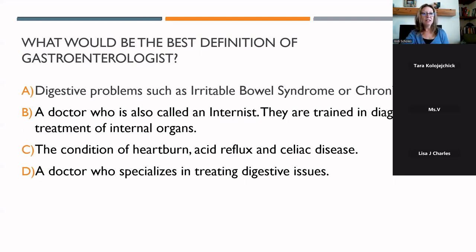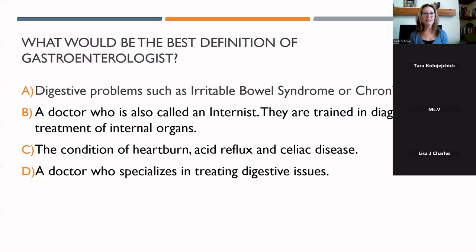What would be the best definition of a gastroenterologist? A. Digestive problems such as irritable bowel or Crohn's disease. B. A doctor who is also called an internist. They are trained in diagnosis and treatment of the internal organs. C. The condition of heartburn, acid reflux, and celiac disease. D. A doctor who specializes in treating digestive issues.